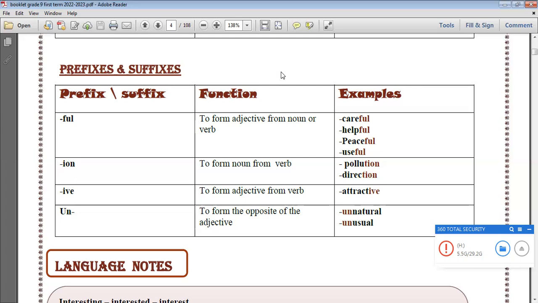UN at the beginning, we use it to form the opposite from the adjective. You have the word natural. If we want to bring it to the opposite, it will be unnatural. Use, usual, unusual.